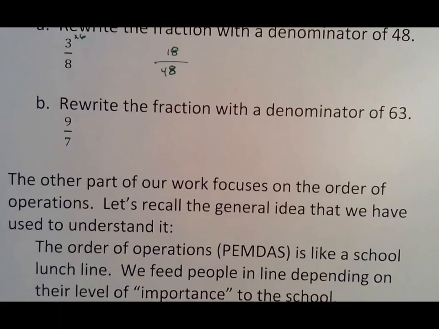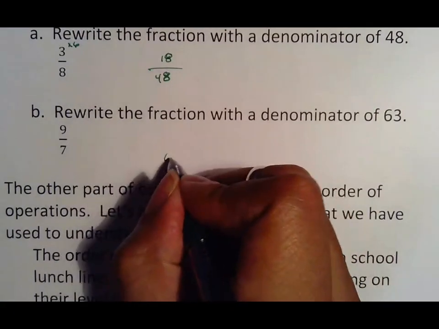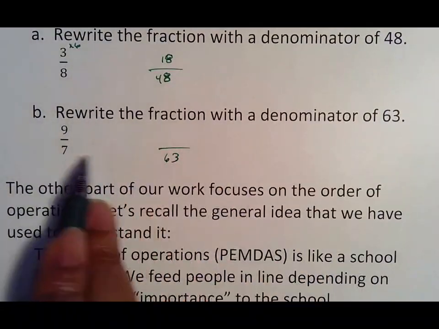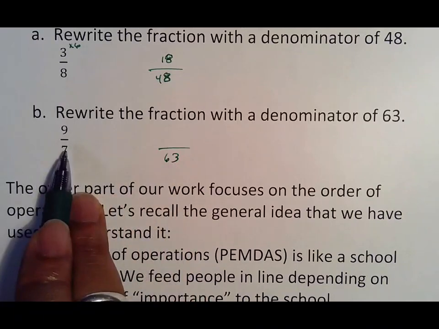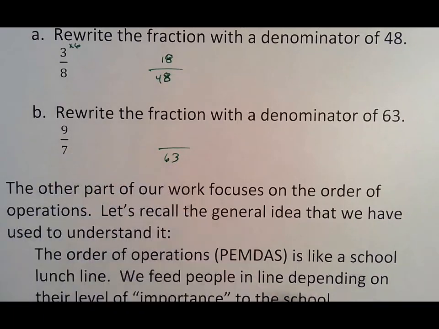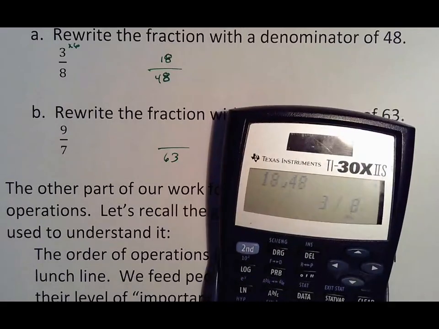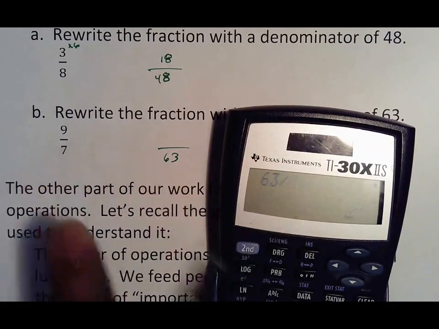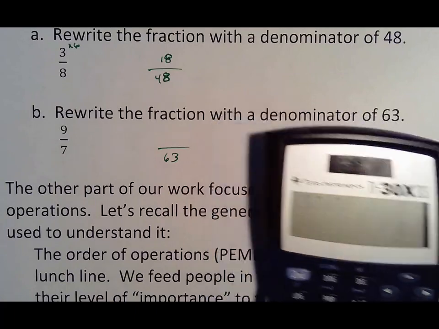Alright. Rewrite the fraction with the denominator 63. That means you want 63 on the bottom. And so the first thing you have to do is figure out, and hopefully you've got the skills to kind of see it, but you want to know what you multiply by 7 to make 63. If you don't know, just do 63 divided by 7, which gives you 9.